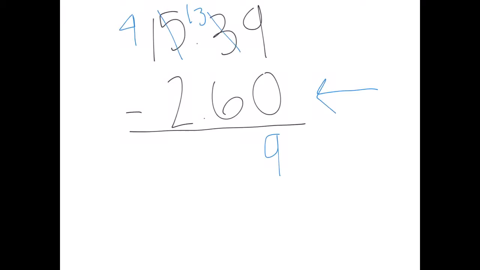13 minus 6 is 7. 4 minus 2 is 2. And 1 minus 0 is 1. Then you put your decimal and line up the decimals, and then that is your final answer.